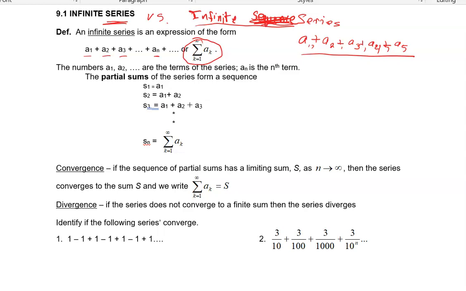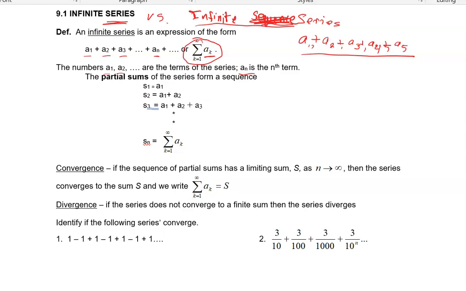So if it's an infinite sequence of terms, we add up all of those infinitely many terms together. Those terms are still created by our general term here, whatever that is, a sub k, a sub n, however we would write that. But the sum of that is our infinite series, okay? So the numbers a sub 1, a sub 2, a sub 3 are the terms of the series. A sub n is your nth term. It's how we're getting all of our terms.